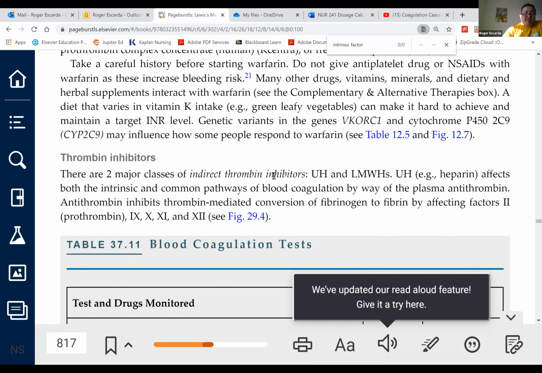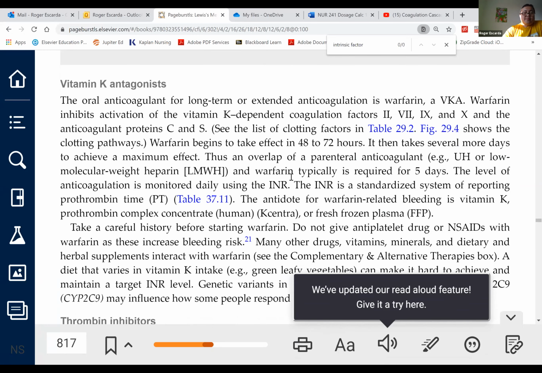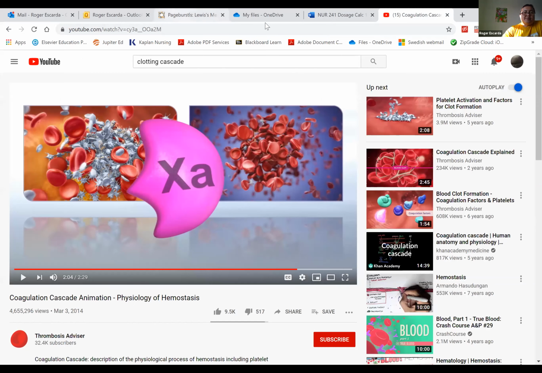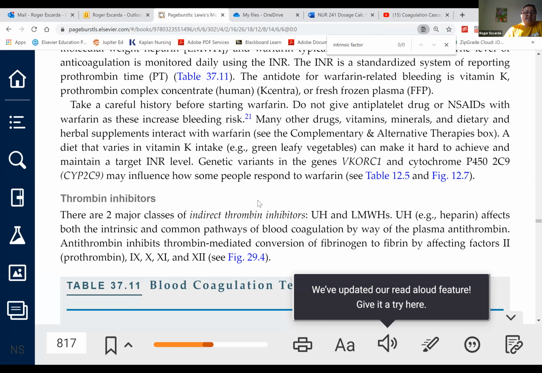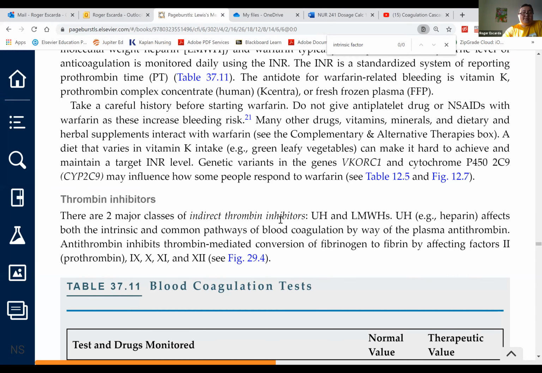So if you're diagnosed with DVT today, you will receive heparin first in infusion. On the same day, you will be started on warfarin. The reason is, based on the video here, the clotting cascade, remember this is a thrombin, an indirect thrombin inhibitor, heparin. So therefore, it will give you immediate anticoagulation the moment the patient receives it.